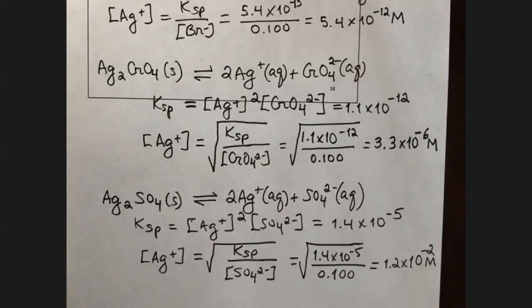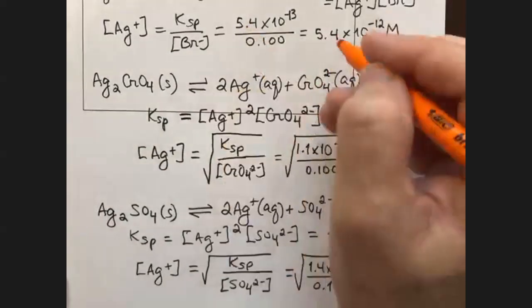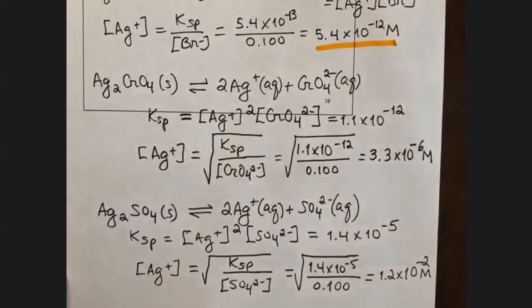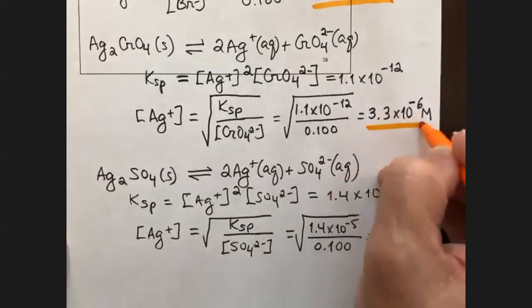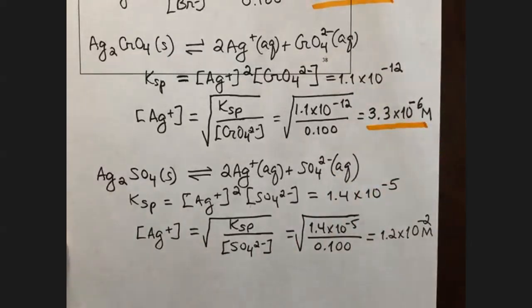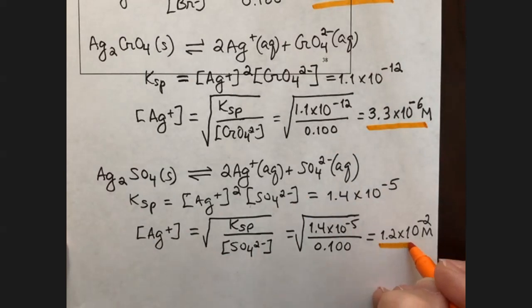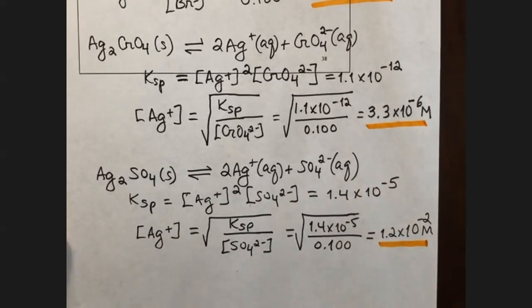So notice that all these calculations are very much a repeat of the previous example we did. We're just trying to ask ourselves at what concentration of the challenging or precipitating reagent are we getting an actual precipitate of this particular compound, all right? So for silver bromide, we had 5.4 times 10 to the negative 12. For silver chromate, we had 3.3 times 10 to the minus 6 molar. And for silver sulfate, we had 1.2 times 10 to the negative 2 molar.